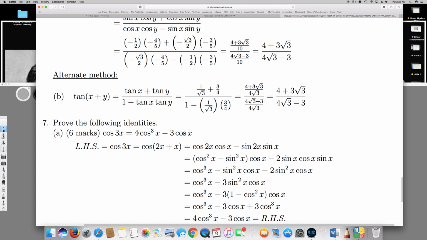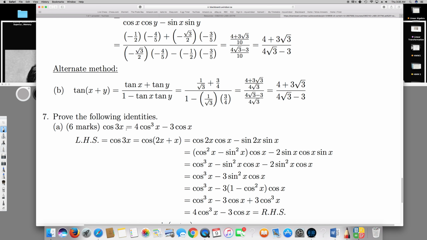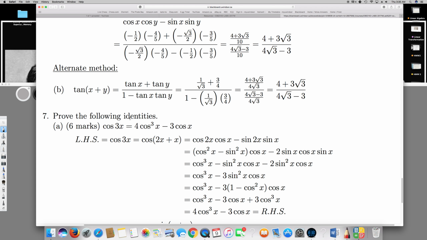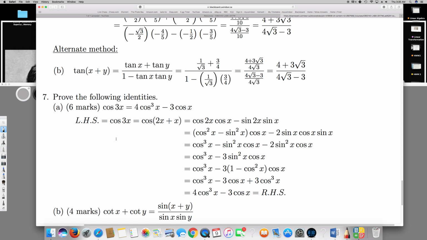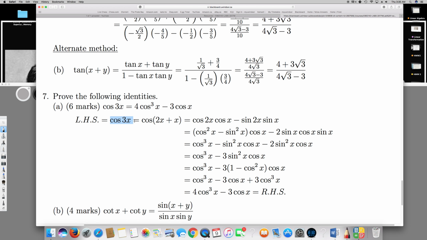And the next question is asking: prove that cos 3x is equal to 4 cos cube x minus 3 cos x. So if we take cos 3x, I can expand cos 3x as cos of 2x plus x, and if I expand it according to the trigonometry ratio, it's going to be cos 2x cos x minus sin 2x sin x.